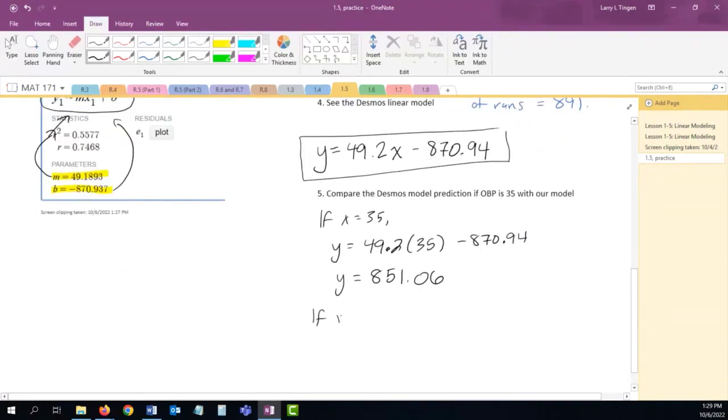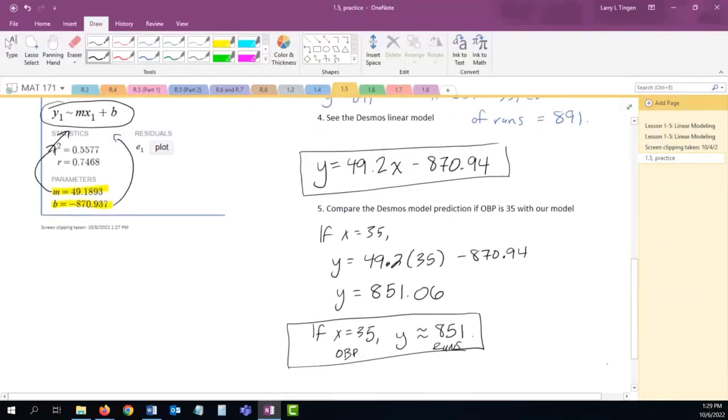So for this model, if x is 35, y is approximately 851. I'm rounding it just because they're runs. They don't make a whole bunch of sense as decimals, but 851.06 is fine here too. And this is the on-base percentage, and then these are the runs. All right, which one of those is a better estimate, you think? Which one of these falls more in line with the data that we can see?